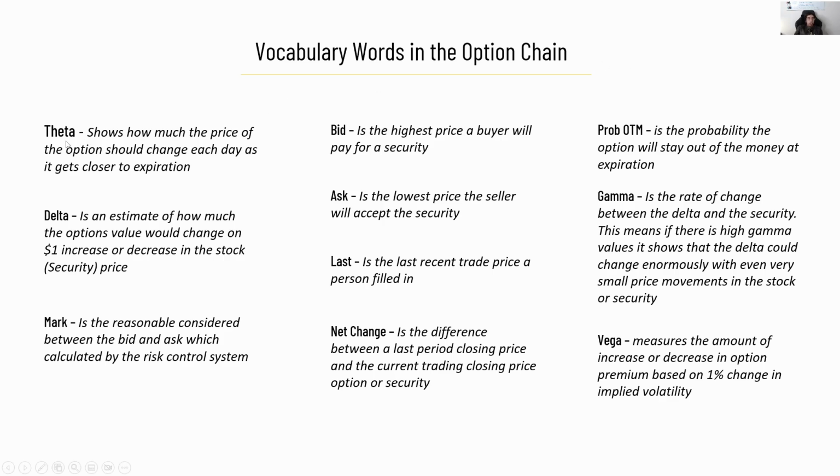So theta. I'm pretty sure we all know what theta is, but in the option chain it will show a number, and that number just shows how much the price of the option should change each day as it gets closer to expiration. We all know that when you buy an option, the theta is always going to be negative. Why? Because every day theta is going to decay since you're buying. You have extrinsic value that you have to go into. So as it gets closer to expiration, theta is going to be negative because it's going to lose value, because time is less tomorrow than what it is today.